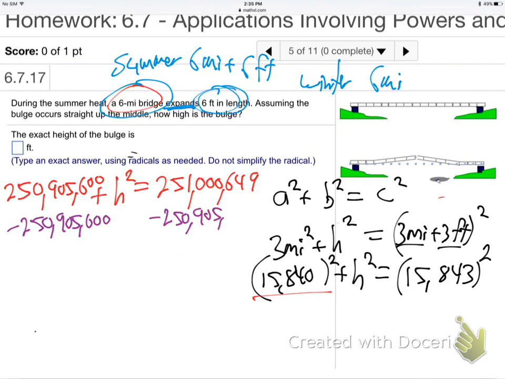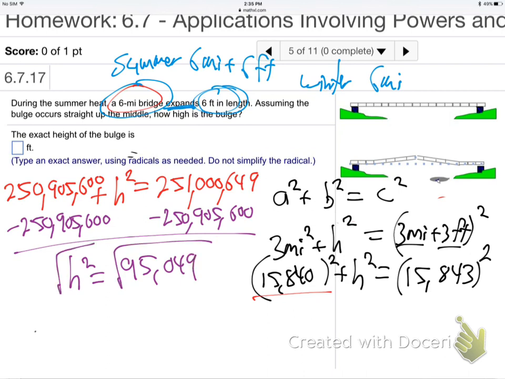$250,905,600. Subtract that from both sides. H squared equals... yeah, that's a little messy, huh? Minus 251,000,649. What is it? 95,049. Okay, and then root it. Last step.